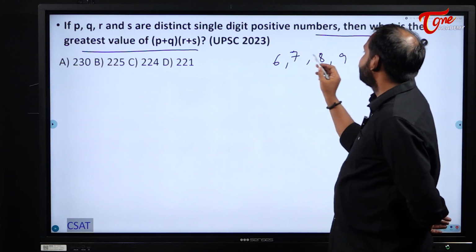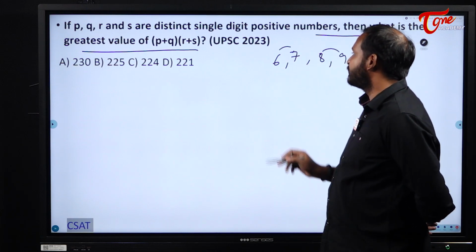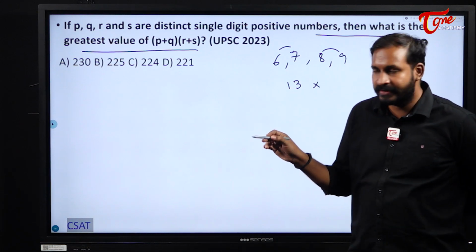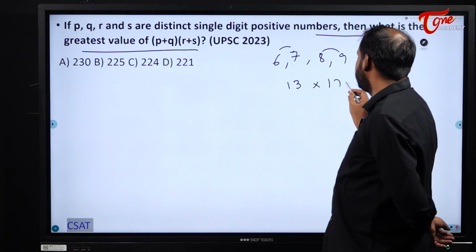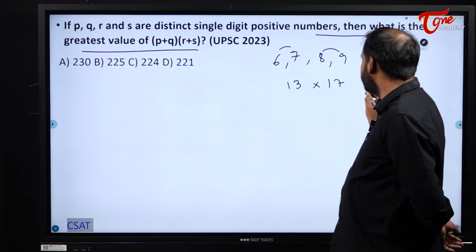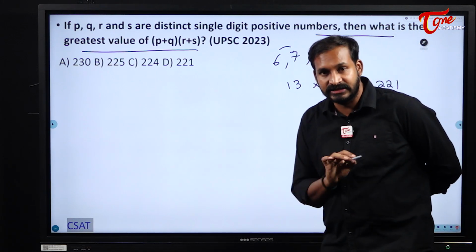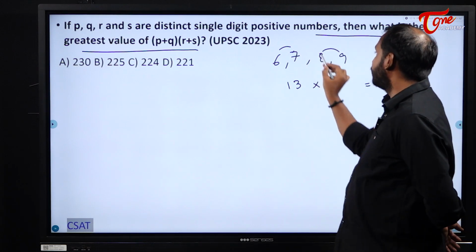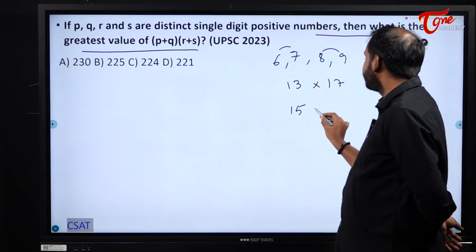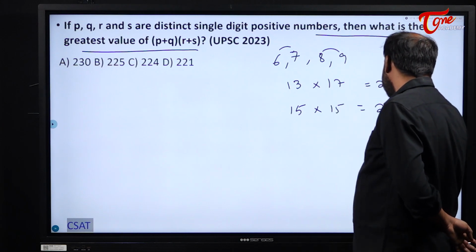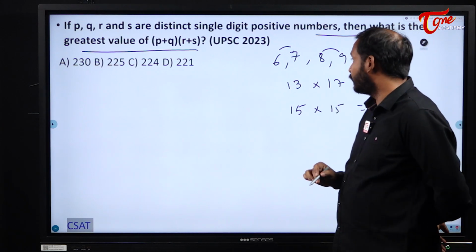See here, for example, if I take these two, 6 plus 7 it becomes 13, 8 plus 9 it becomes 17. So 17 13s, it will become 221. Okay, there is one chance. We will see. Don't come to the conclusion that this is your final answer. Not like that. See, 7 and 8 it will become 15, 9 and 6 it will become 15. 15 15s are 225. Yes, there is a chance for us, 225.